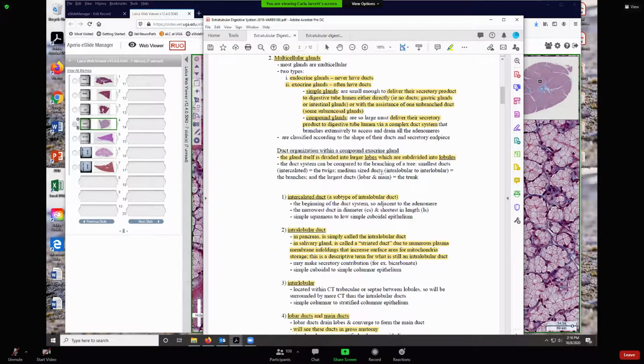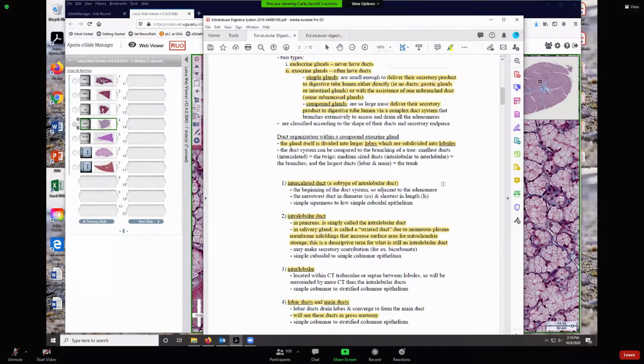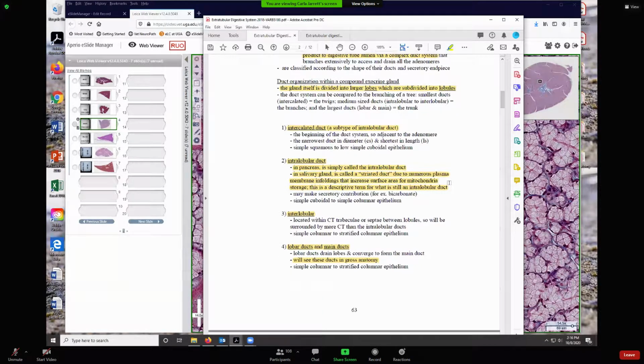Now, you've already seen in anatomy that glands have lobes that are subdivided into lobules. I gave you the pancreas as an example. Even the liver has lobes. And then the lobules, you can't see without a microscope in the liver, but in the pancreas, you can see the lobules down in the gross anatomy lab without a microscope.